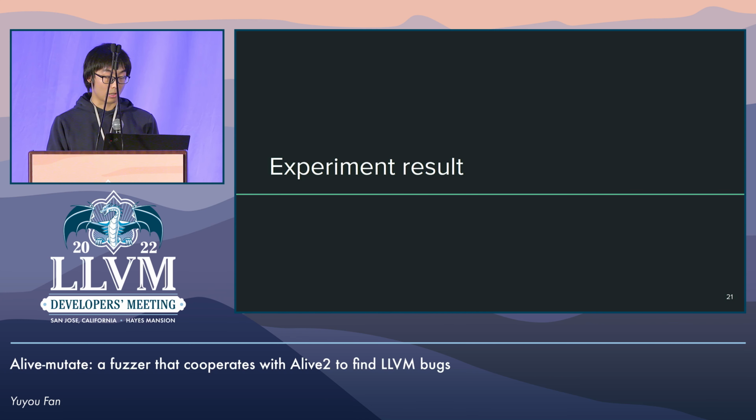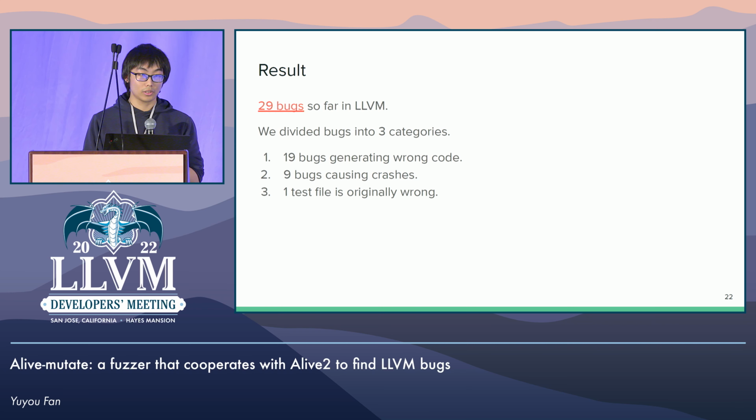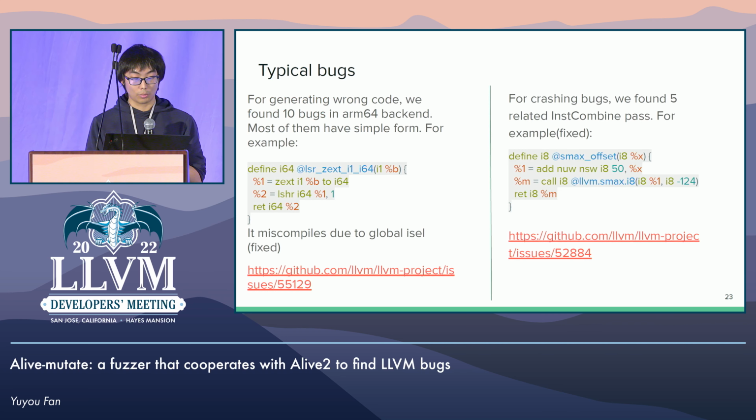Next, I'll show our experiment results. We have found 29 bugs so far in LLVM. We divided the bugs into 3 categories: 19 bugs generating wrong code, 9 bugs causing crashes, and 1 test file is originally wrong. So I picked the 2 typical bugs here.